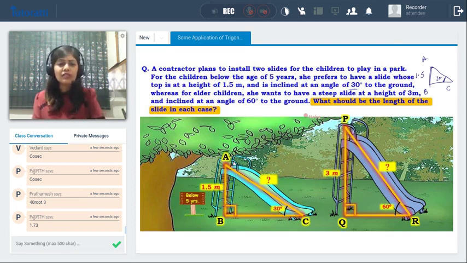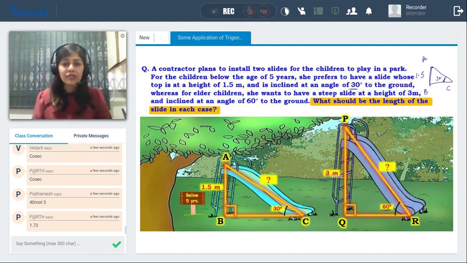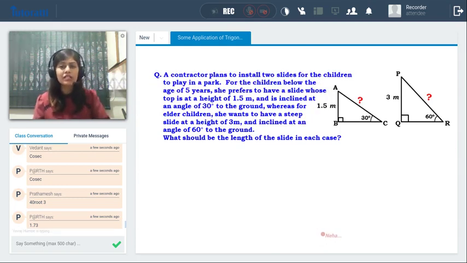So students, we have two different slides out here. One for the younger child, one for the elder children. For the elder children, theta is 60 degrees, height is 3 meters. For the younger children, we have 30 degrees and 1.5 meters. Both the slides look kind of similar to each other. So let's solve only for the first slide. The second slide, I'm sure you can manage, right?